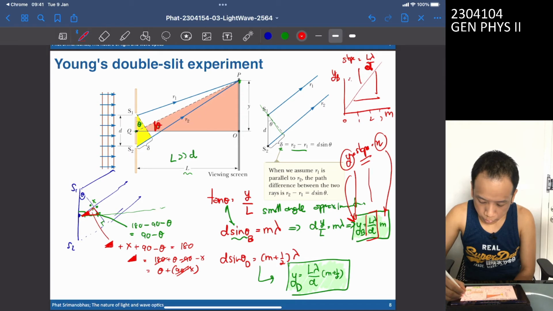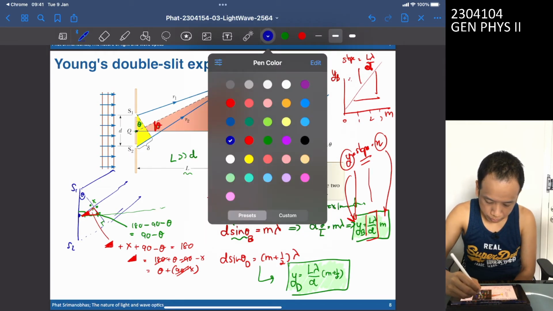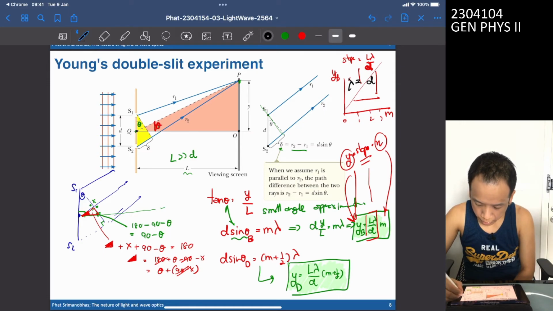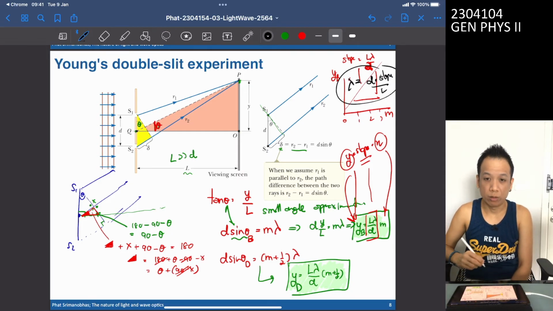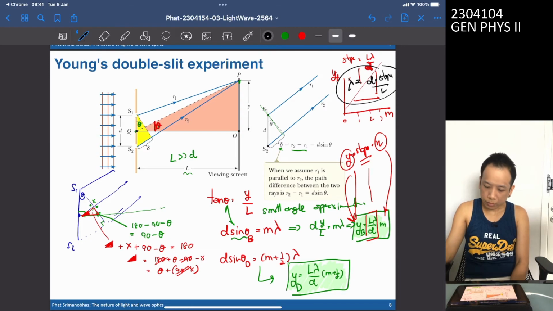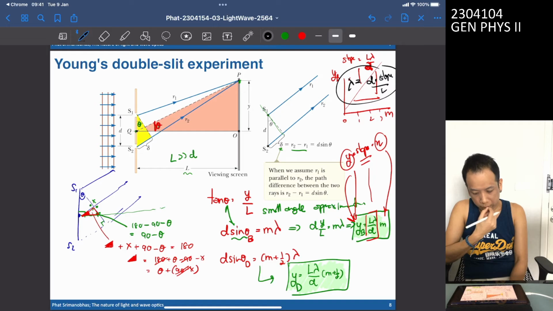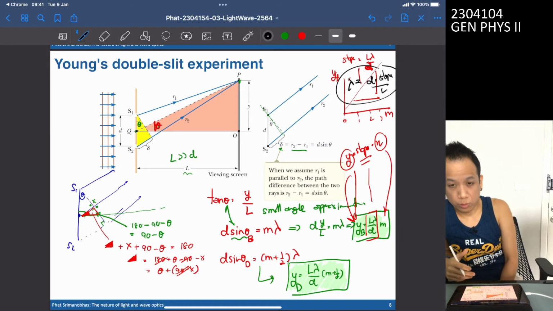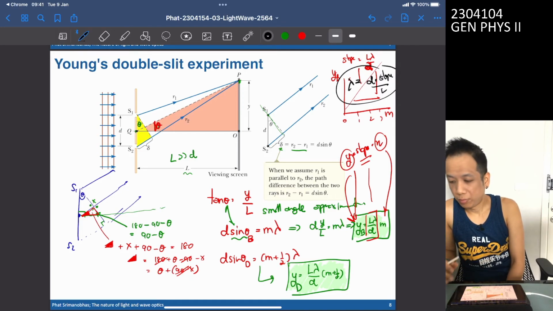So finally you have lambda equal to D times slope divided by L. Okay, so this is the way to measure the wavelength. You can use also the dark one. That is fine.